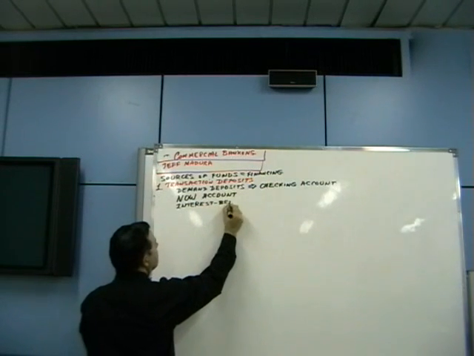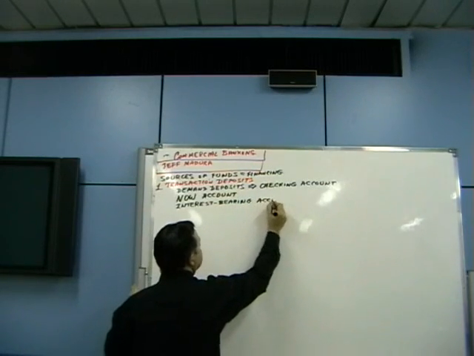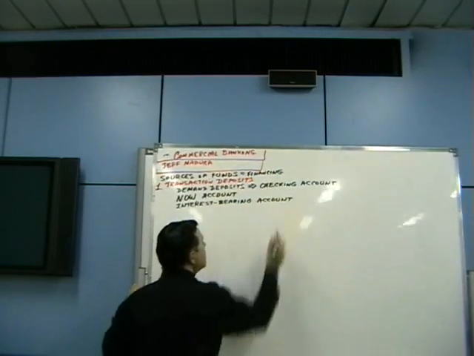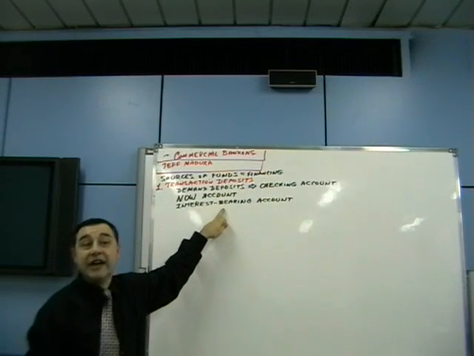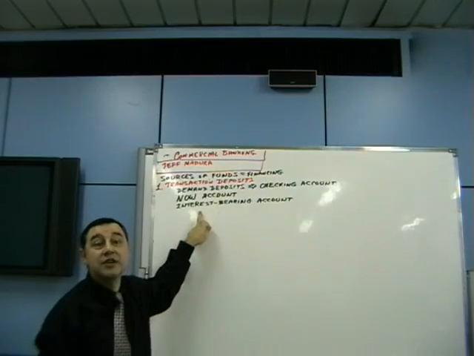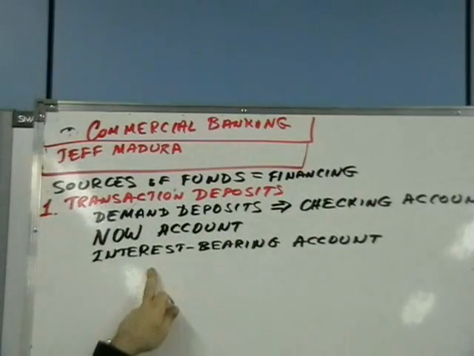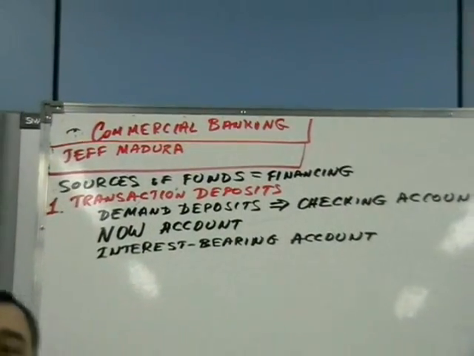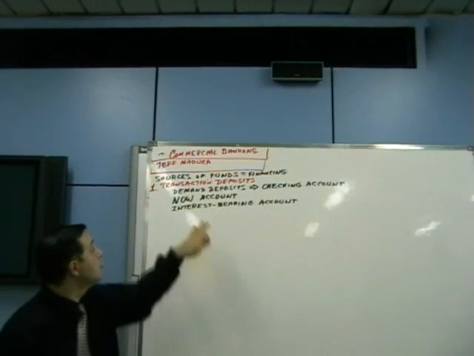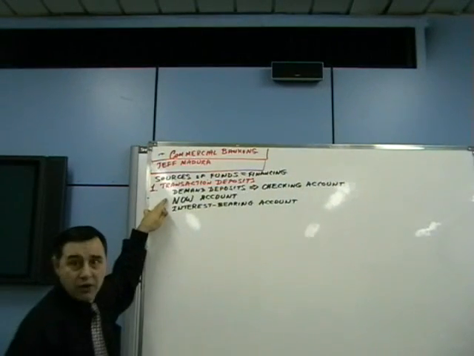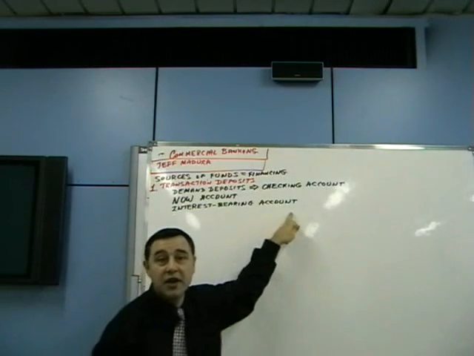An interest-bearing account is what it says, an account which allows the depositor to accrue interest on a daily basis. That's how we call it in accounting, to accrue interest. So every day the deposit was there, they accrue interest. So the NOW account is one of the many examples of interest-bearing accounts.